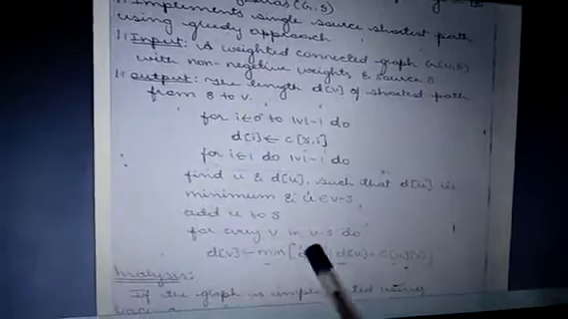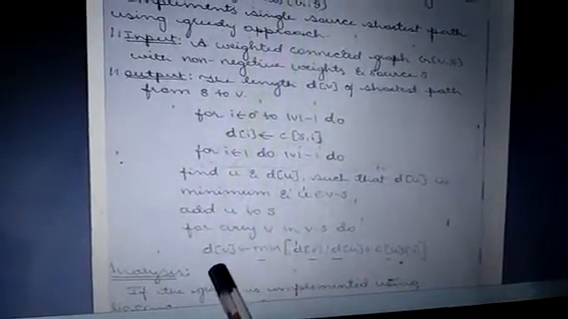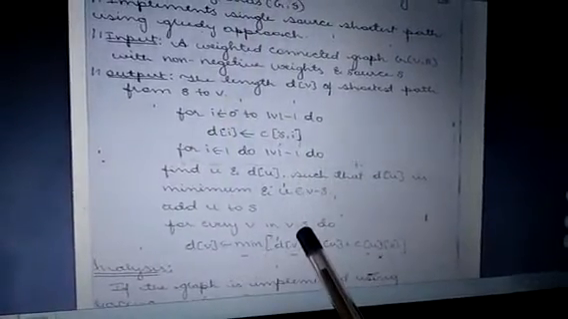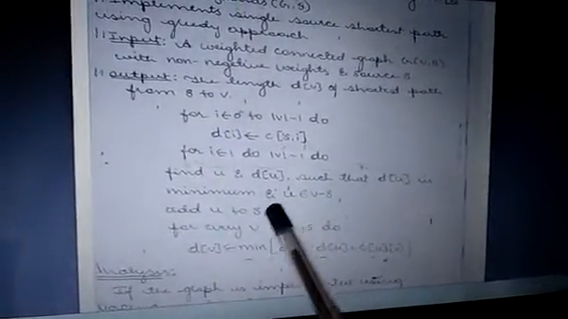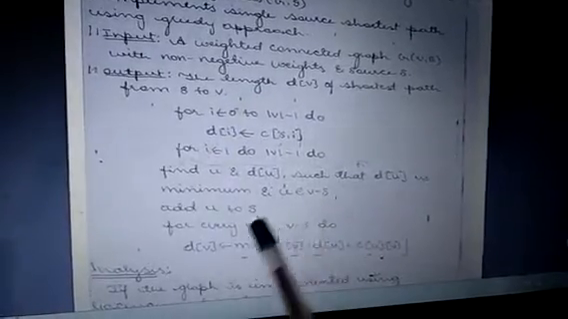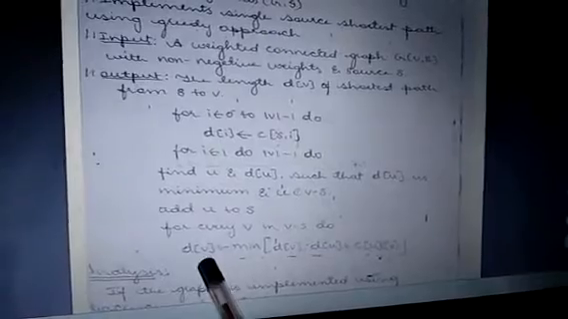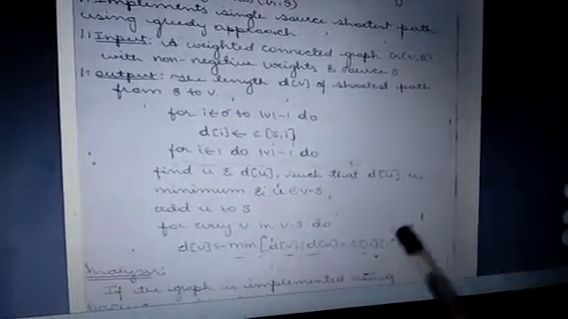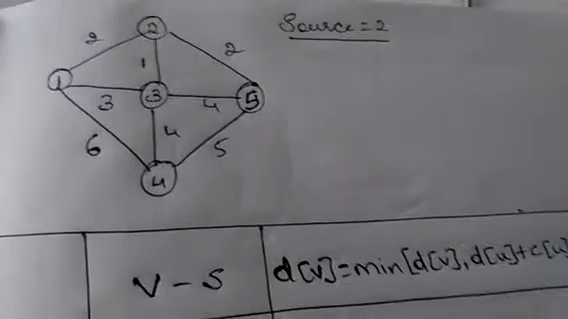Okay, for every v in v minus s, using this formula you have to find out which has the minimum weight. Here s means the visited vertices, and v minus s means the unvisited vertices. For every v in the unvisited vertices you have to find out the minimum cost, d of v, using this formula. Okay, I'll take the problem, then you'll come to know how to do this.